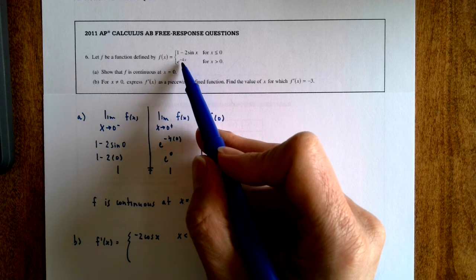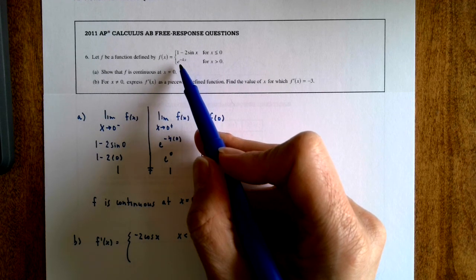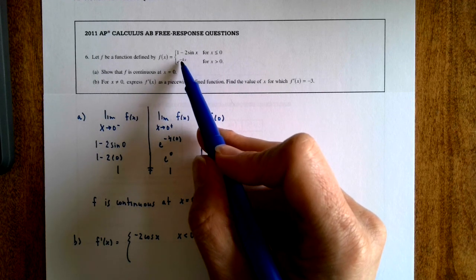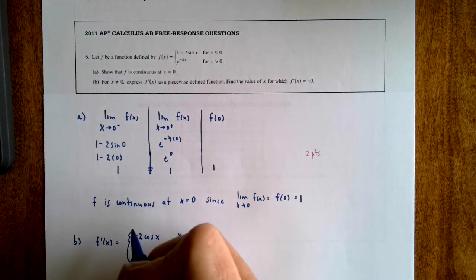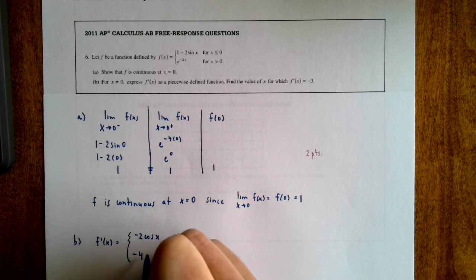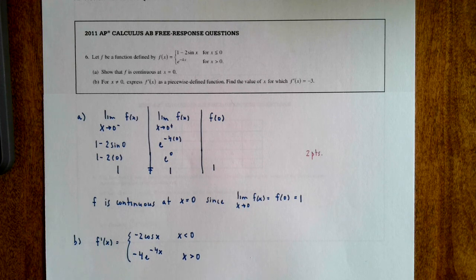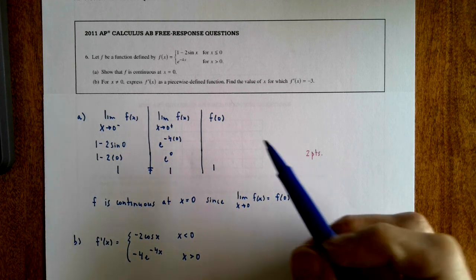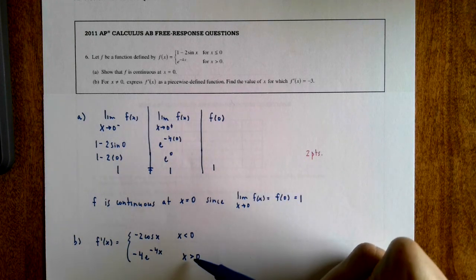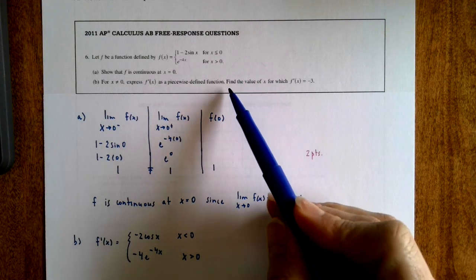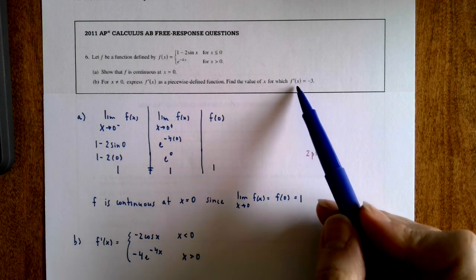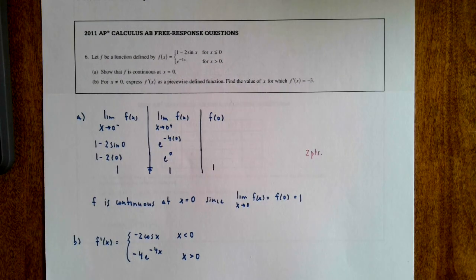Here I have e to the negative 4x, so we just have to watch out for the chain rule. It's going to be e to the negative 4x times the derivative of negative 4x, which is just negative 4. So we're going to get negative 4 e to the negative 4x, and that's for x greater than 0. So that's the first part, expressing f prime as a piecewise function. Now they want to know the value of x for which f prime of x is equal to 3.